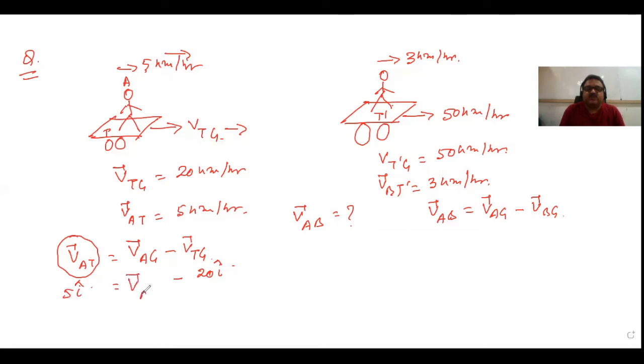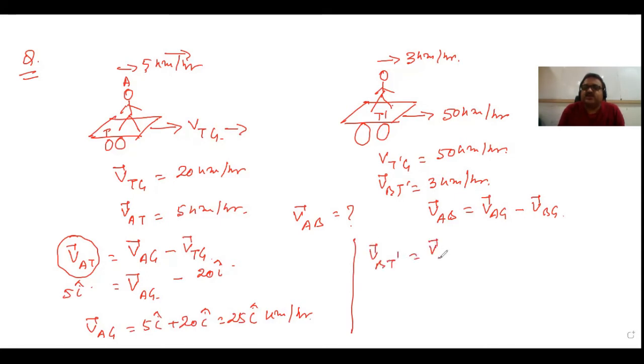So velocity of A with respect to ground would be what? Velocity of A with respect to ground is equal to 5 I cap plus 20 I cap, that is 25 I cap kilometer per hour. Correct? Now do the same thing for this. So velocity of B with respect to trolley is equal to velocity of B with respect to ground minus velocity of trolley with respect to ground.